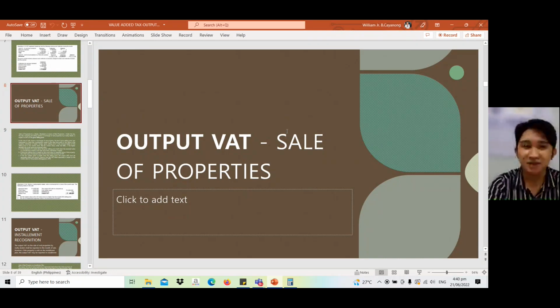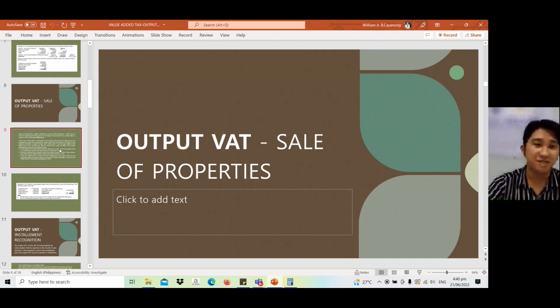A while ago, sale of services. Now, output VAT on sale of properties. So, what is the VATability of the sale of properties?